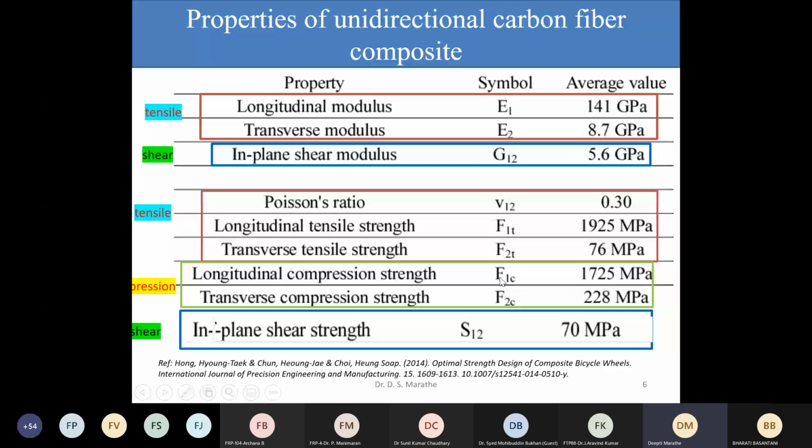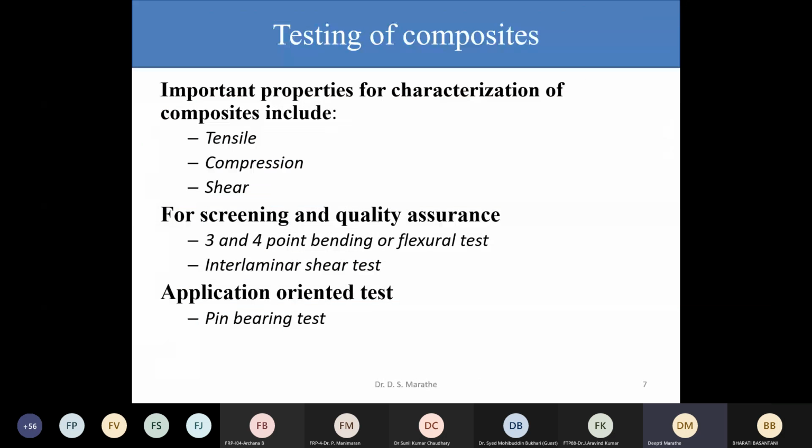So for all of this, we need to do tests specifically for tension, compression, and in-plane shear properties for characterization of the lamina. So what are the important tests? As I've already said, for characterization of the lamina, I need the tensile test, the compressive test, and the shear test. Now there are some tests which are done as screening or quality assurance tests, meaning that these tests are carried out for confirming certain properties of the lamina or screening that lamina for a particular application.